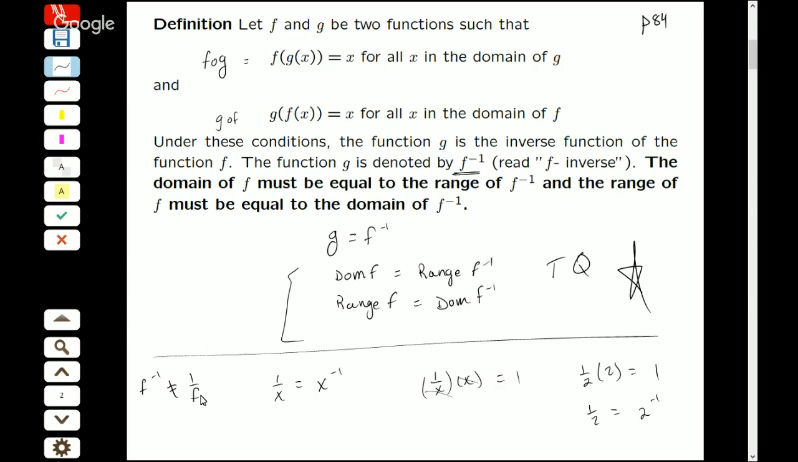So f inverse is what you do to f so that your answer is just going to be x, the identity function. Okay? So we're trying to figure out what do we do to f so that our answer is always just x. That's our goal. Turns out all we're going to do is interchange x and y. The inverse function just interchanges x and y.